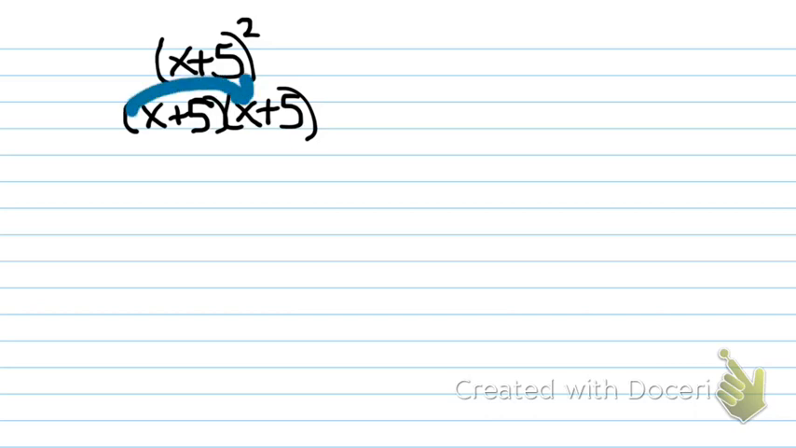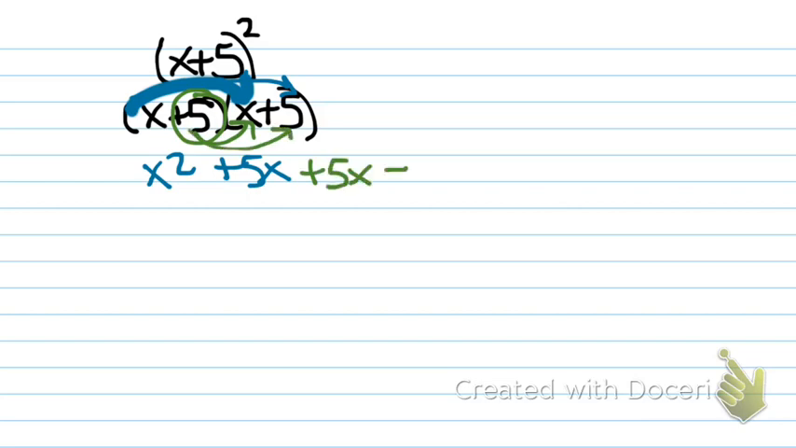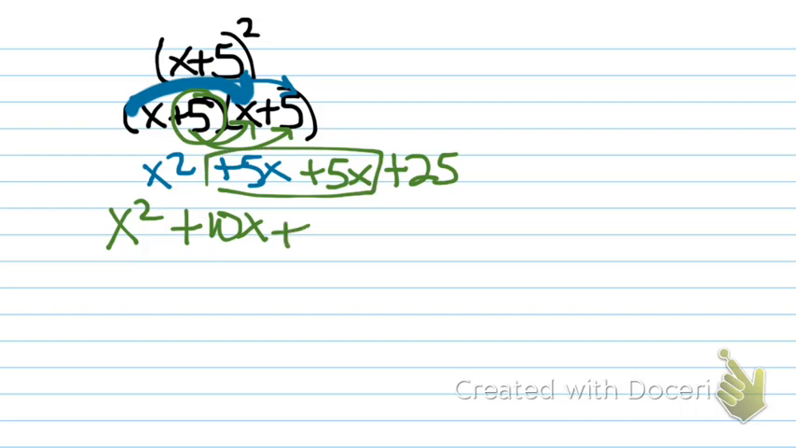Now, I'm going to get some different colors. X times x is x squared. Now I'm going to do x times 5 is 5x. And then we're going to do this 5 now. 5 times x is 5x. And then 5 times 5 is 25. So x squared plus 10x, because you combine your two middle terms, plus 25 equals 0. Okay, so this is what we have.